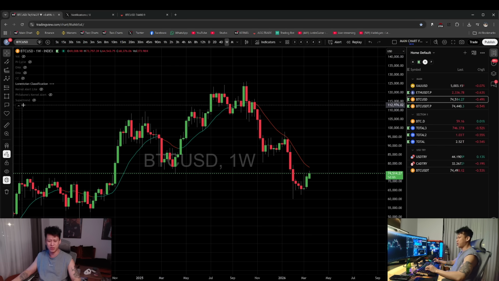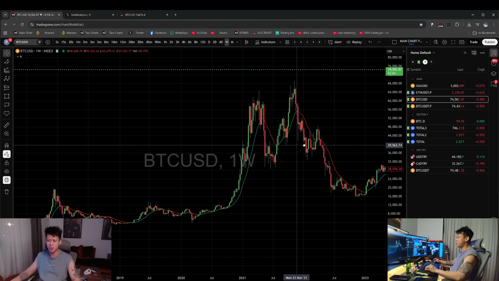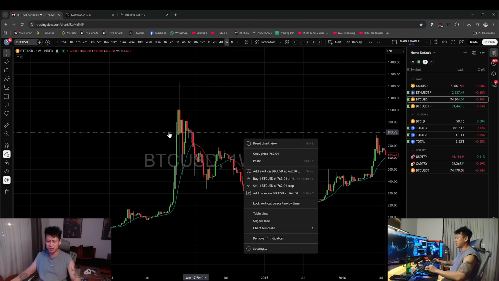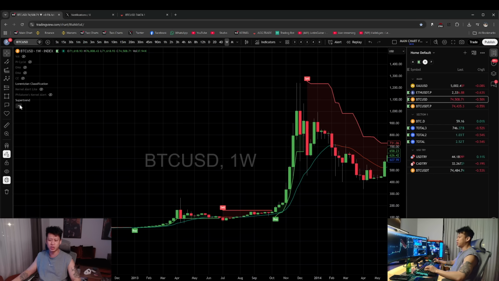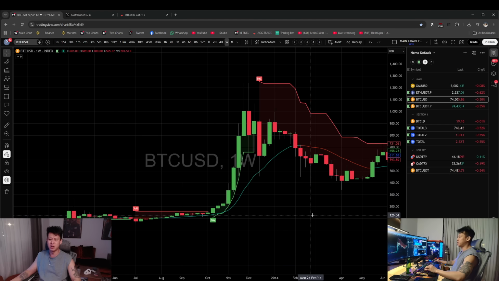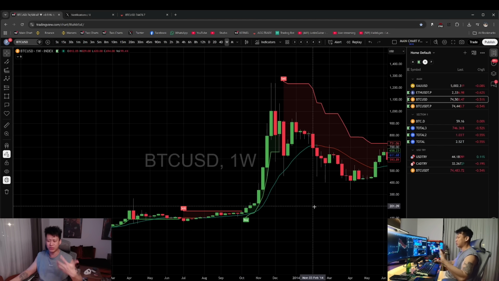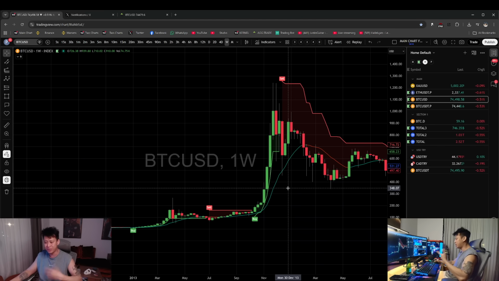So the last one that we're going to be using is the Kernel. The Kernel is my favorite. Let's compare it very briefly. You can see that in the last bull market, it reacts a lot faster. We did agree that the Supertrend indicator was better than the EMA, but in my opinion, I like the way that the Kernel reacts better for the majority of things.